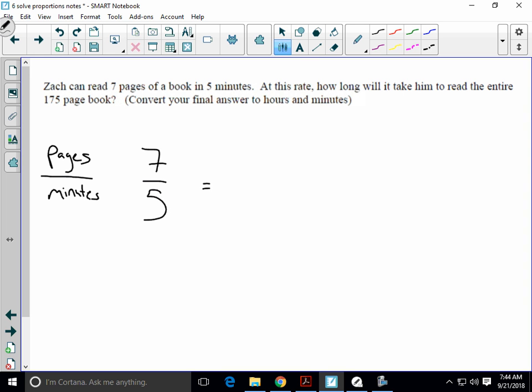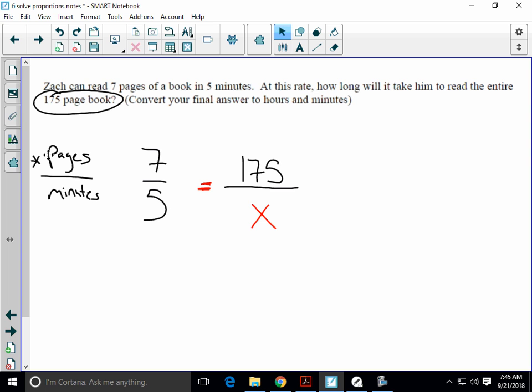Okay, so I'm going to make that equal to another fraction. 175 pages. Well, I put pages as my numerator, so I'm going to put that 175 as my numerator. I don't know the denominator, so I'm going to put a variable there. Okay, so I set up this proportion. Now we have to cross multiply. 5 times 175 and 7 times x.